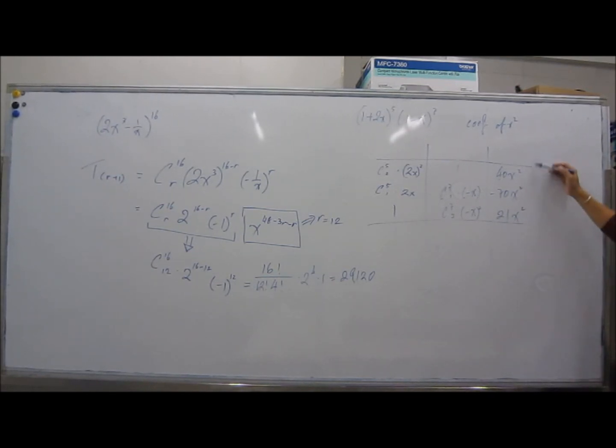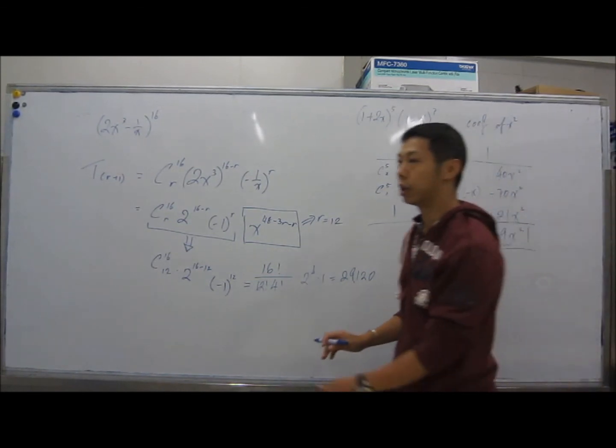Okay, now sum up all these three terms. That is negative 9x², and the coefficient of x² is negative 9. I think this method will be faster than listing out all the things.